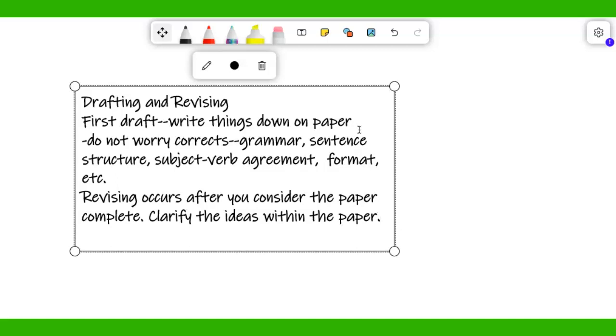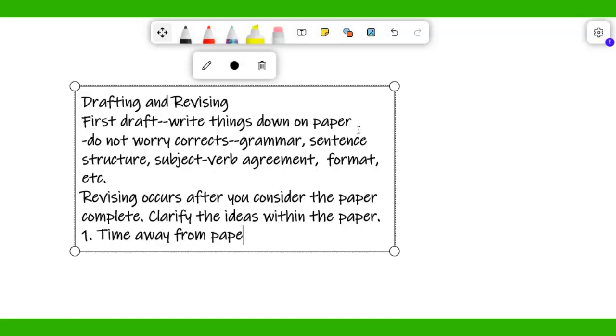Here are a couple things that I want you to do when you are thinking and starting to revise. You must give yourself time away from the paper. And what I mean by this is, if you complete your draft that was due on a certain day, don't start your revision the next day. Give yourself at least a day or two to kind of forget the paper in a sense, so that you have time to think about what you want your paper to say.